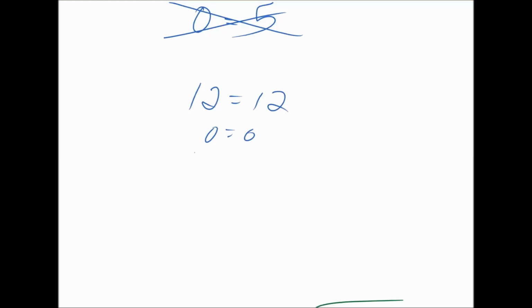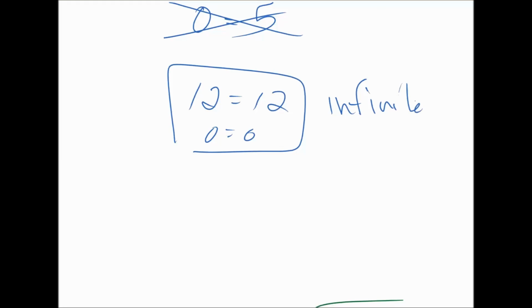So like we said, no solution is where you end up with something where all the variables are gone and you get something like 0 equals 5 or something ridiculous like that. That's no solution. The opposite is when you get something like 12 equals 12 or 0 equals 0. When this happens, that means it is a true statement, and this is when you have infinite solutions. I'm not going to walk you through this one because I've shown you 2 examples already, but just know that when that happens, that's an infinite number of solutions.